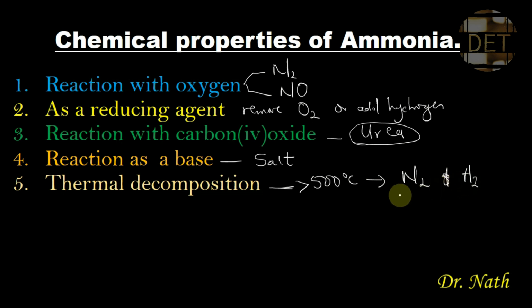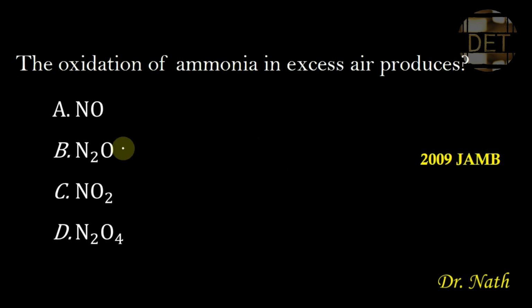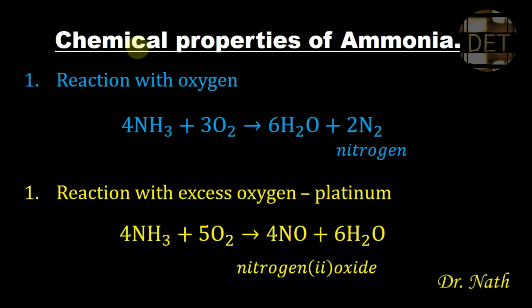So before we go into the physical properties of ammonia, let's look at this 2009 JAM question. The oxidation of ammonia in excess air produces: A. Nitrogen 2 oxide, B. Nitrogen monoxide, C. Nitrogen 4 oxide, and D. Dinitrogen tetraoxide.